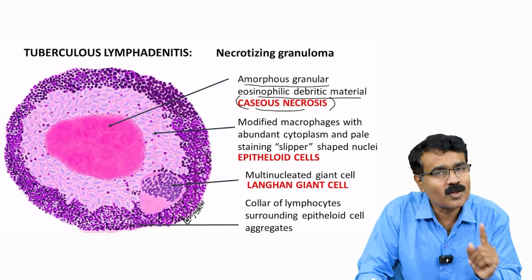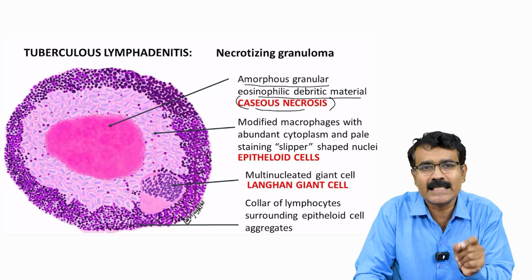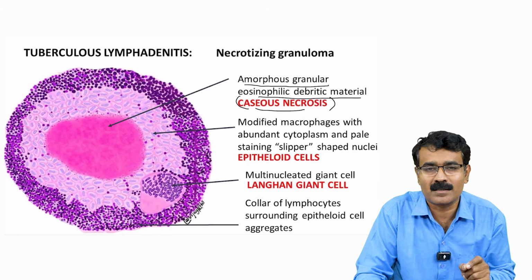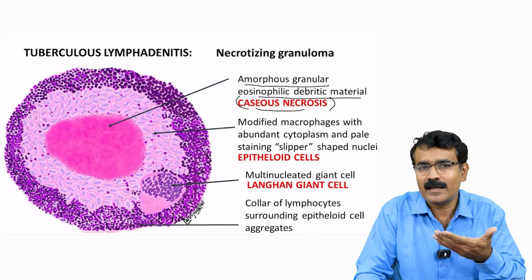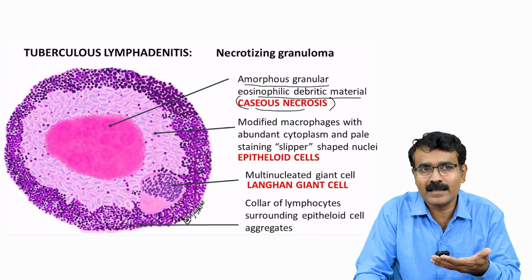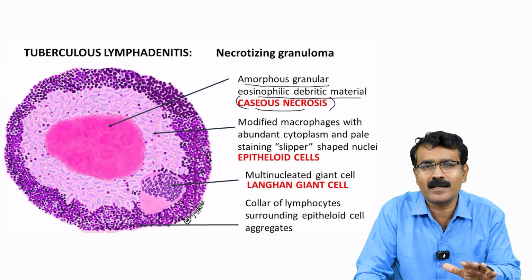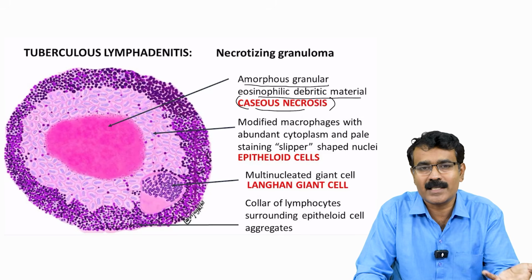Caseous necrosis is not a microscopic term. It's just necrotic material. Caseous meaning cheesy, this is a macroscopic term. What you see in the cut section of lymph nodes involved by tuberculosis is caseous. That means the necrotic material looks like cheese. Caseous means cheese-like. That's why it's called caseous necrosis.